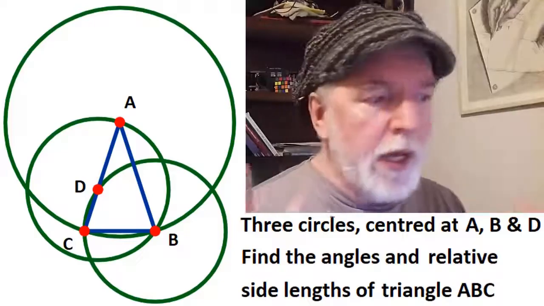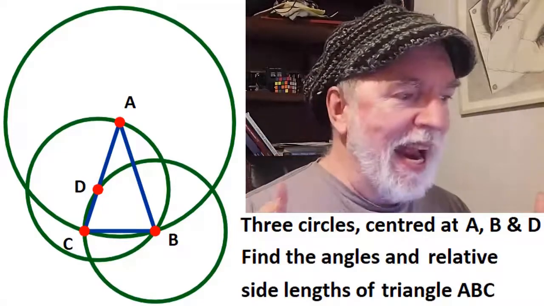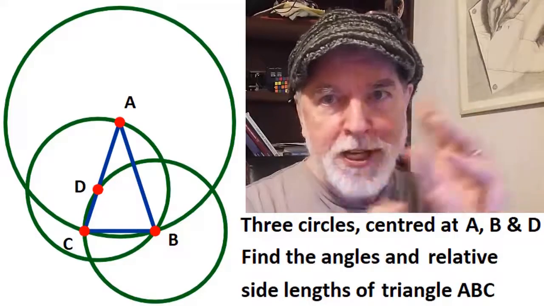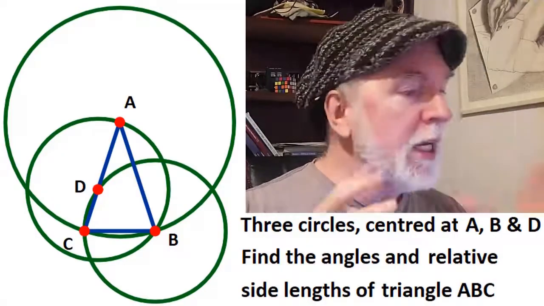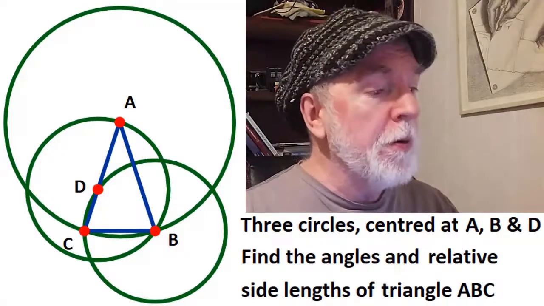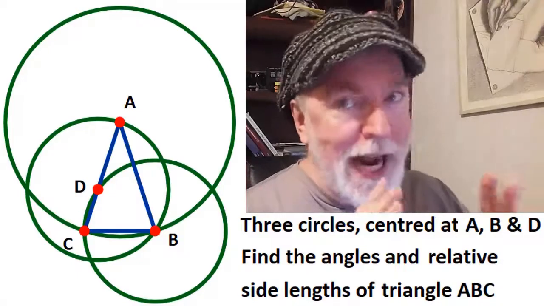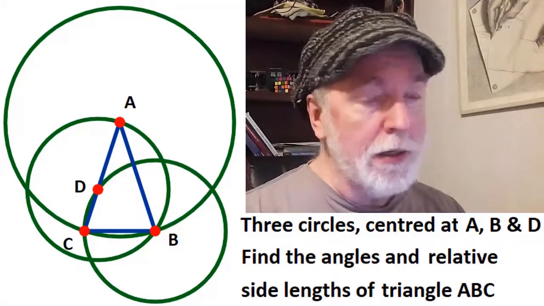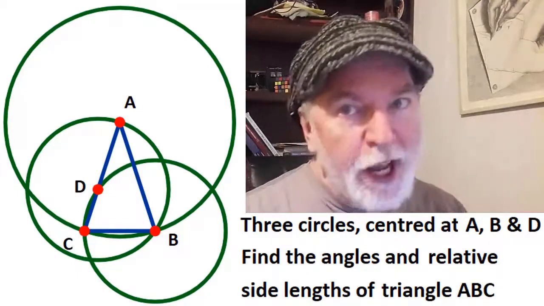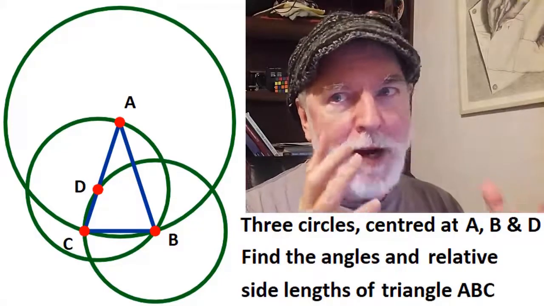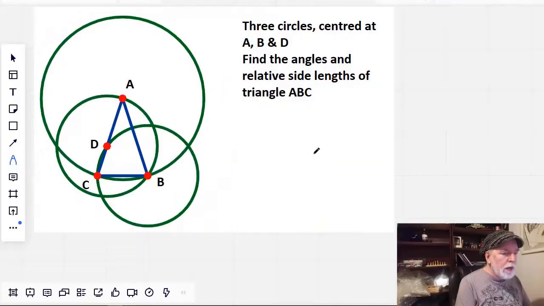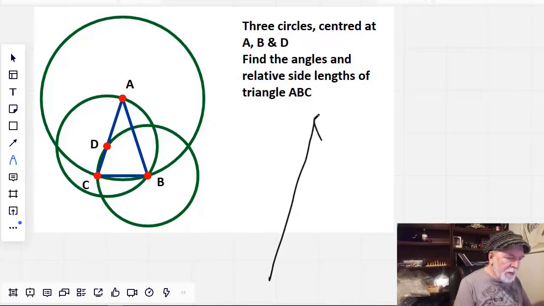We have three circles, and intermeshed in there is a triangle. And the idea is to figure out the angles of the triangle and the relative lengths of the sides of the circle. So let's do this. I'll redraw the triangle here because otherwise it can get pretty busy in the diagram.